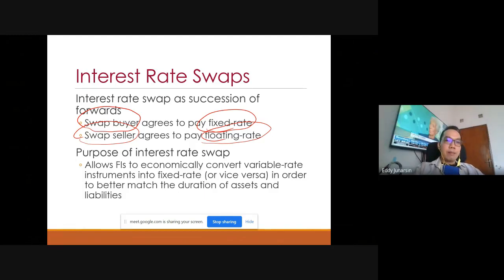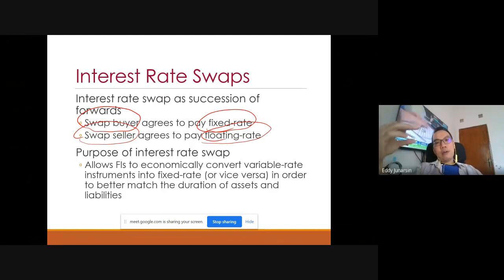One party may like to pay a fixed rate obligation. However, for a certain reason, this entity is right now paying the floating rate obligation, so it doesn't like it. So it's paying the floating rate obligation, but actually it likes to pay the fixed rate obligation.